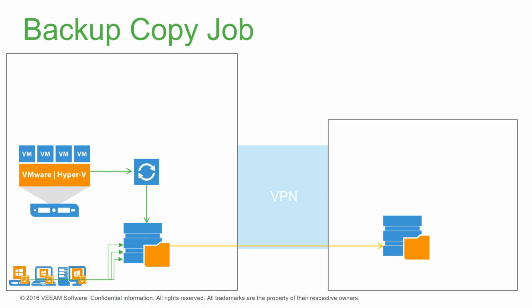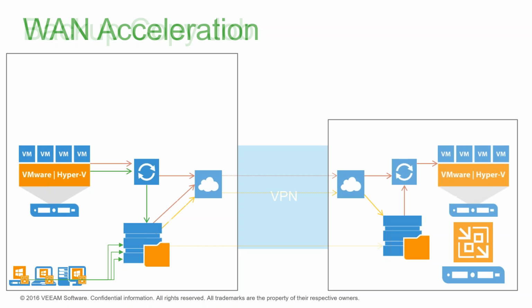Another helper is the backup copy job. The backup copy job allows us to take the data from one chain of backup files or multiple chains of backup files in a primary repository and build new backup files in a secondary Veeam Backup repository.